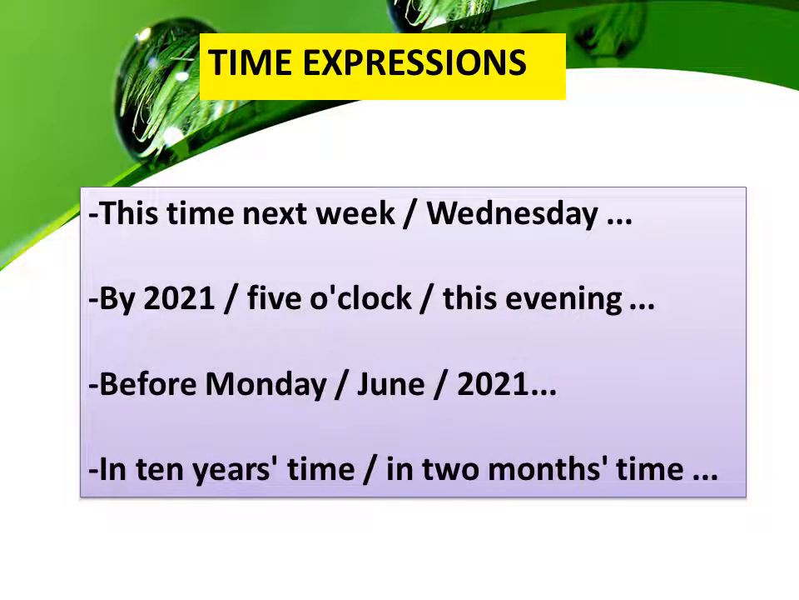Okay, here are some times expressions that we use with future perfect. As you know, each time or each tense has its specific time expressions. Example, this time next week. هذا الوقت الأسبوع المقبل، ولا this time next Wednesday or next Monday. By 2021, by 5 o'clock, by this evening, okay, for example. Before Monday, before June, before 2021, for example, in 10 years time, in 2 months time, for example. So these are just a few expressions that we use with future perfect.